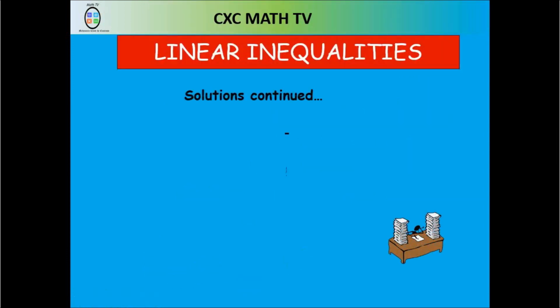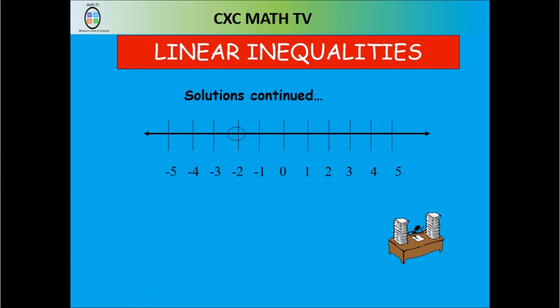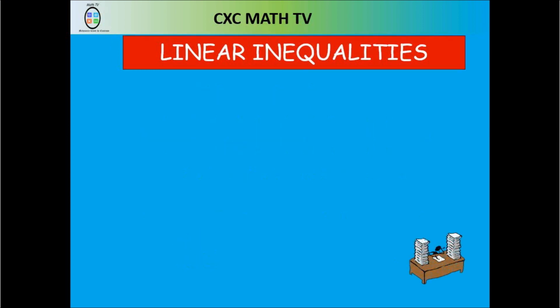Now let's have a look at another one. We can put a number this time at -2, but let's go to the right this time. How do you think we're going to write that one? First, what are the numbers we're looking at? We're looking at numbers bigger than -2. So we put x greater than -2. That's your number line to represent this inequality.